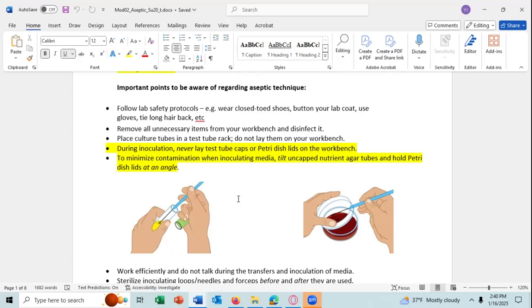And then when you're inoculating a plate, pretend this is a plate.